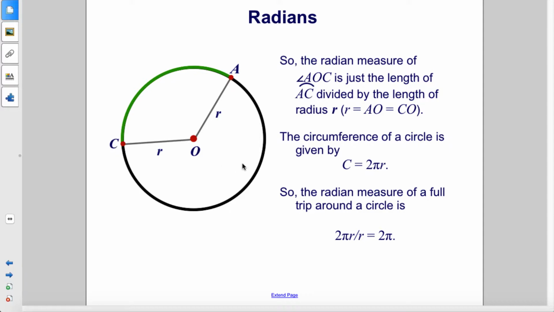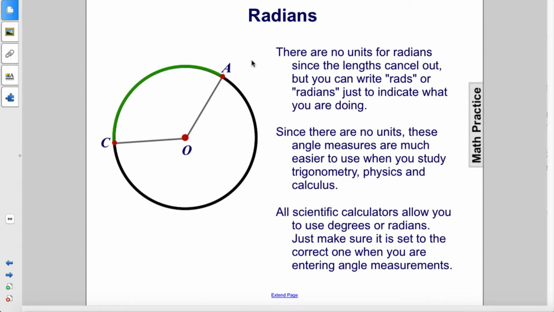The circumference of a circle is given by C equals 2 pi r. So the radian measure of a full trip around a circle is 2 pi r over r, which is 2 pi. There are no units for radians since the lengths cancel out, but you can write rads or radians just to indicate what you're doing.